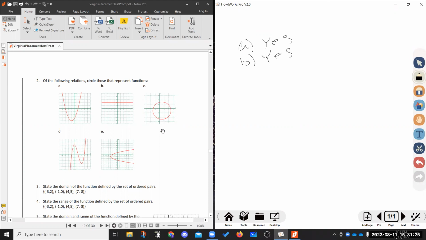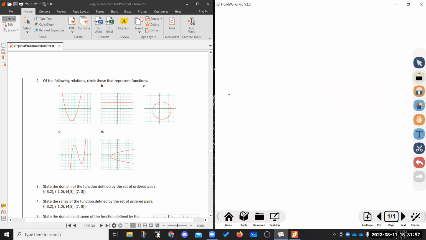C is not a function because when I draw vertical lines through it, I'm going to hit the circle more than one time in several places. D is a function. It's a crazy looking function. It's a cubic function, but it is a function. E, y is not a function of x, because I've got places where I draw a vertical line and it crosses that sideways parabola more than one time.